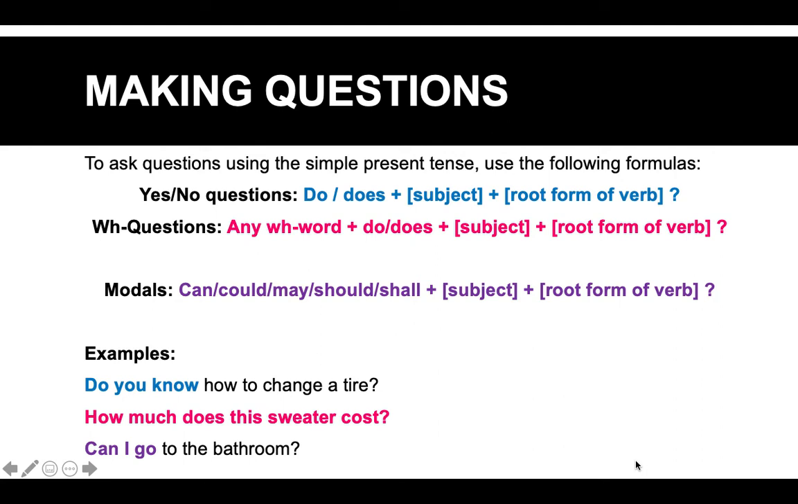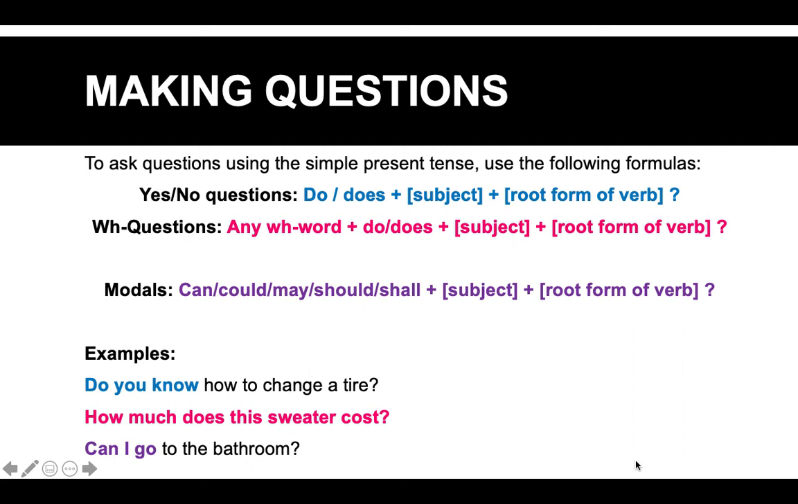Let's talk about making questions. To ask questions using the simple present tense, use the following formulas. For yes/no questions, you can use do or does, that's the auxiliary, plus the subject, plus the root form of the verb. For WH questions, you can use a WH word, like who, what, where, when, why, how, or how much. Then use do or does, then the subject, and then the root form of the verb. With modals, like can, could, may, should, or shall, you use the modal first, then the subject, and then the root form of the verb.